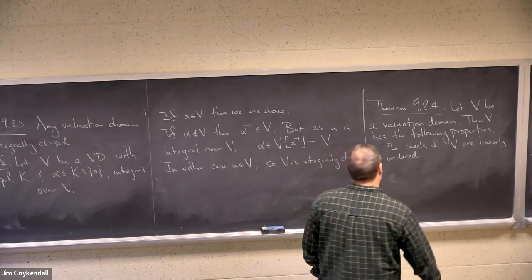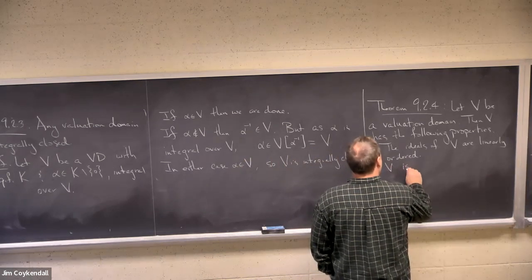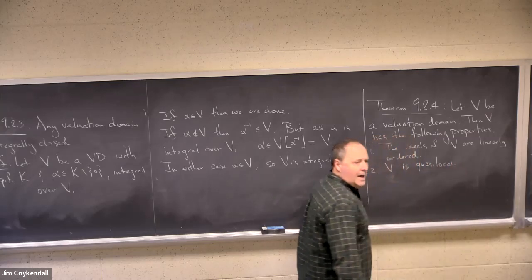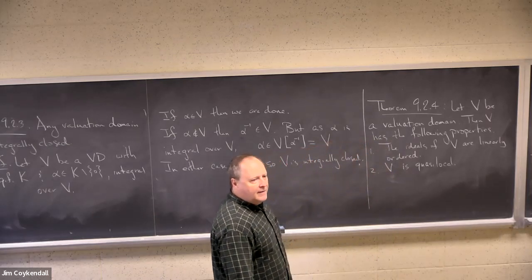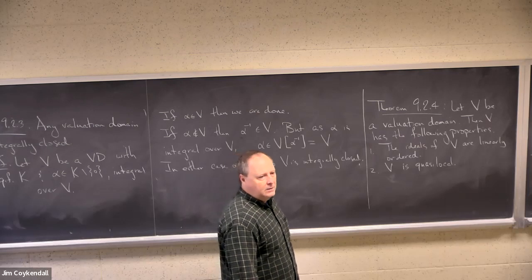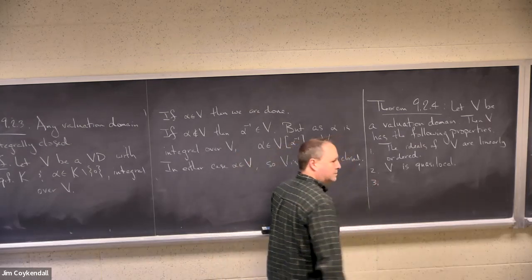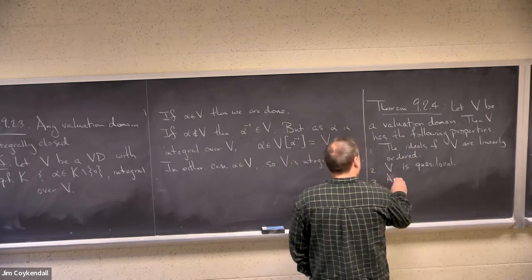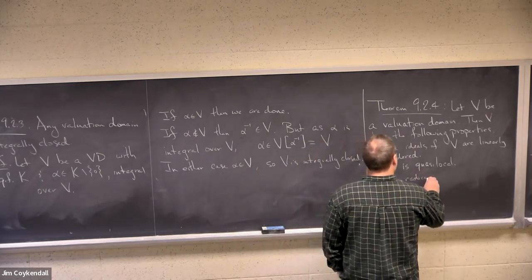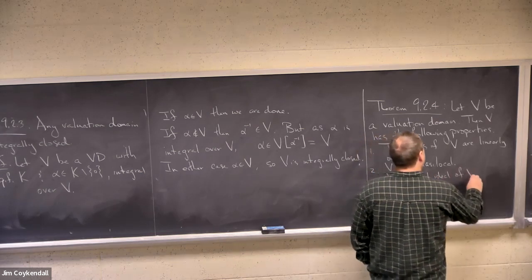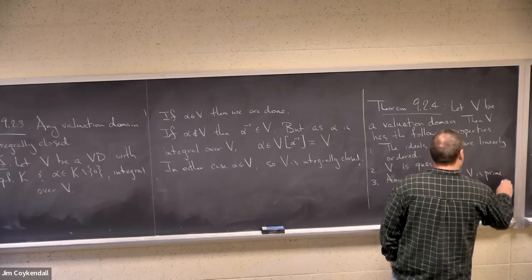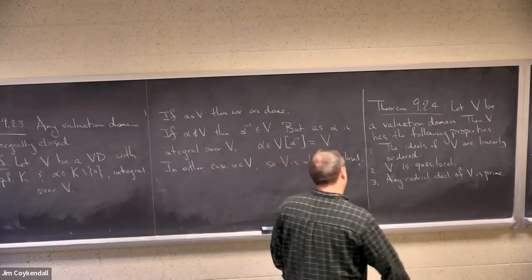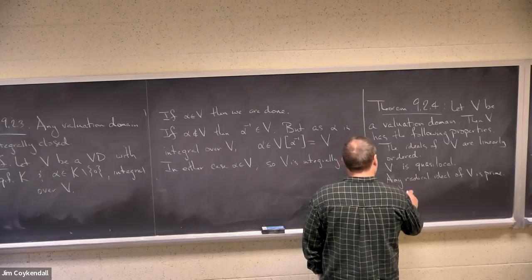Number 2, B is quasi-local. If you don't quite remember that terminology, what that means is B has one and only one maximal ideal. Number 3, B has only one radical ideal. And 4, finally, degenerate.